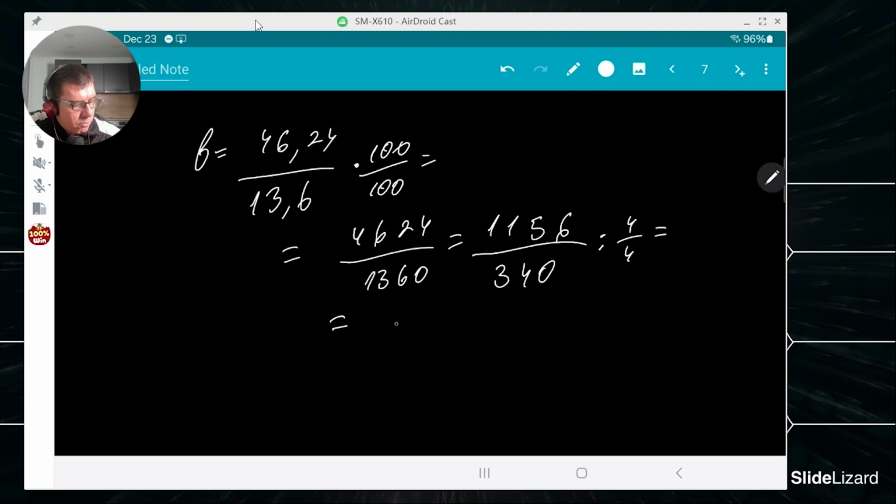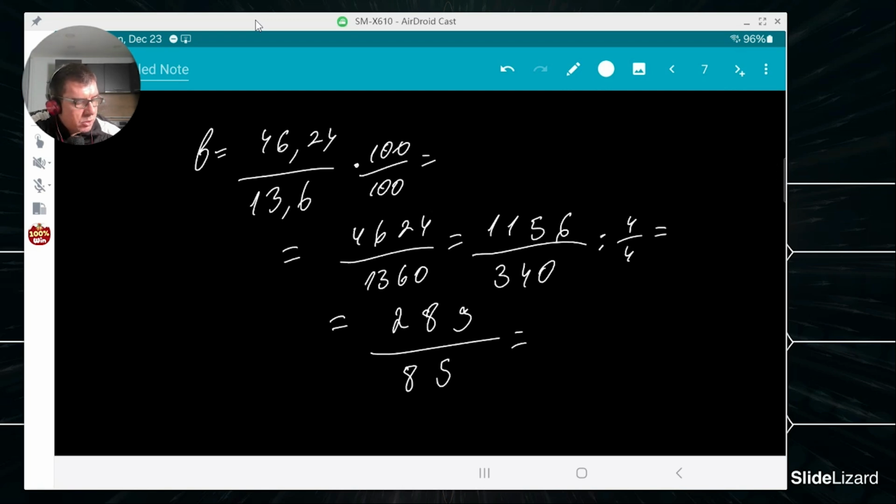Eleven divided by 4 is 2, with a remainder of 3. 35 divided by 4 is 8, with a remainder of 3 again. 36 divided by 4 is 9. 34 divided by 4 is 8, with a remainder of 2. 20 divided by 4 is 5. Okay, and now I can see that these numbers are divisible by 17.